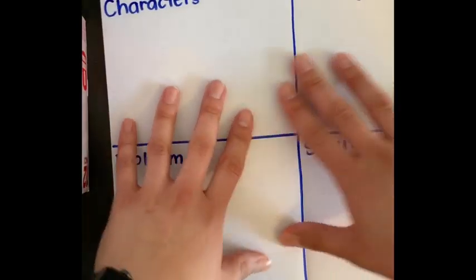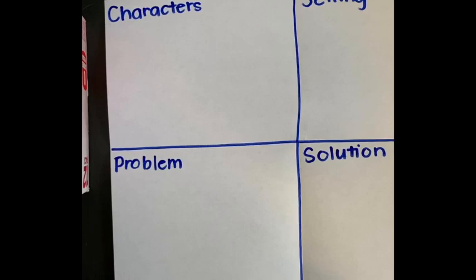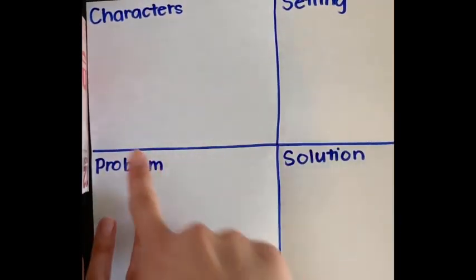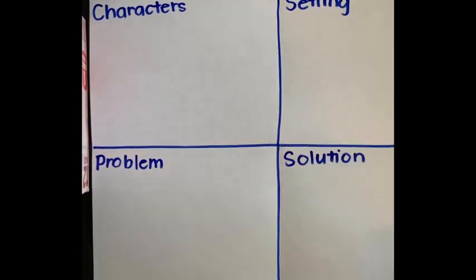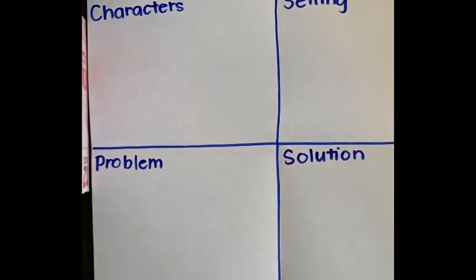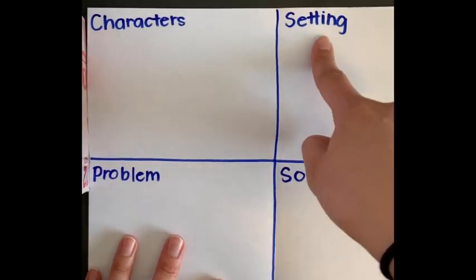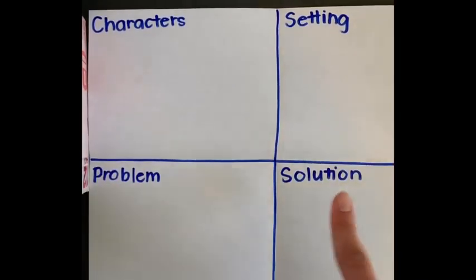Fold it in half, hot dog style, so that you have 4 equal rectangles. And then I just drew a line down the middle here, so that way I could see my box a little bit more clearer. And then you're going to label characters, setting, problem, solution.